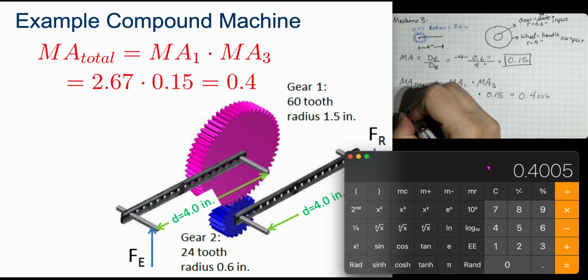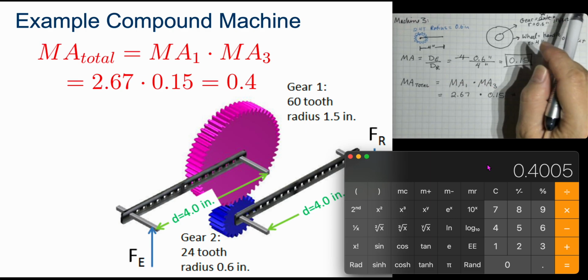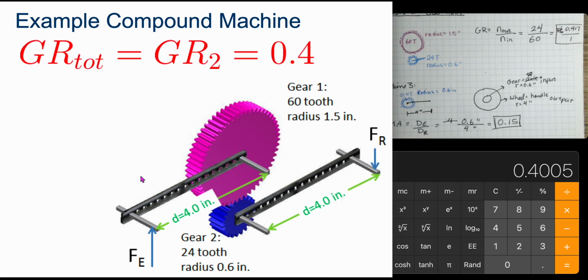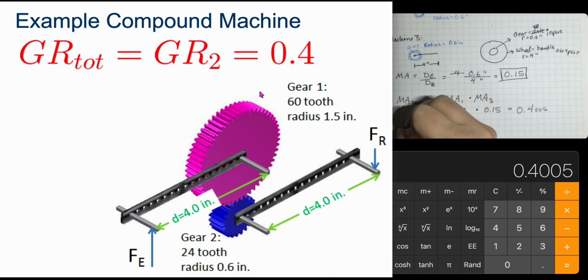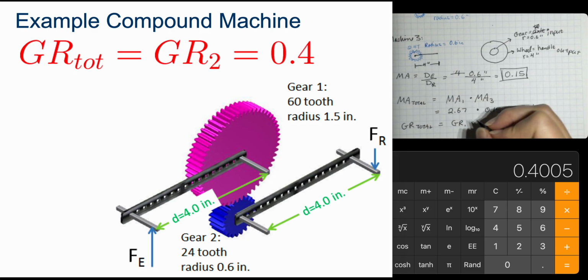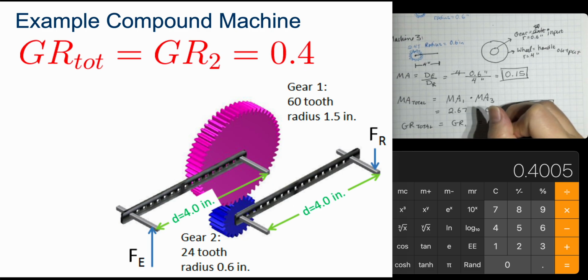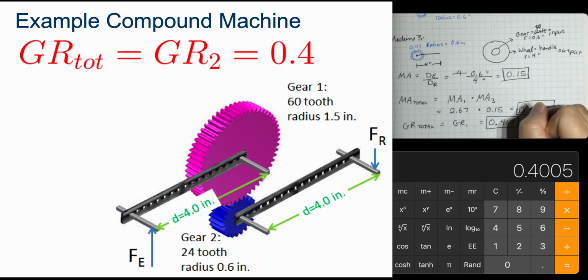And then for our gear ratio, that was also about 0.4. We just had one gear ratio in this, and so then my gear ratio total, that's just going to be gear ratio 1, which is equal to 0.417. So I wanted to actually do this calculation to make sure that you know that they're not just coincidentally the same, but that's not necessarily how that will always be. So that's my total mechanical advantage, and that is my total gear ratio here.